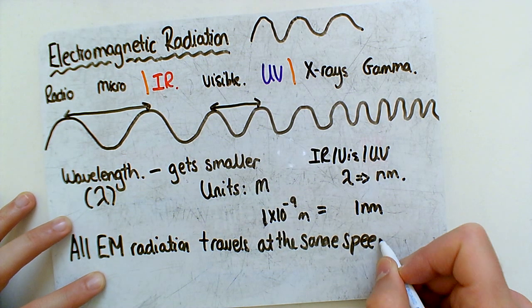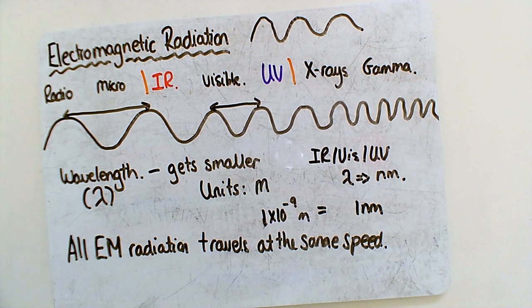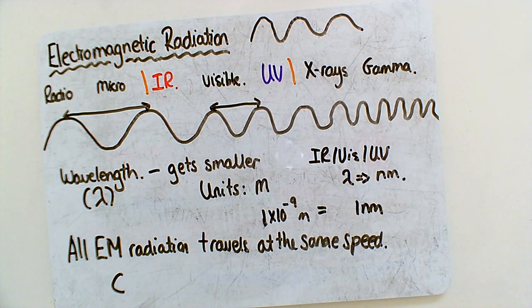So it travels at the same speed, or you could say velocity if you wanted to be a physicist rather than a chemist. Now I say it travels at the same speed, and that speed is c. So, E equals mc squared, Einstein's equation. C is the speed of light.